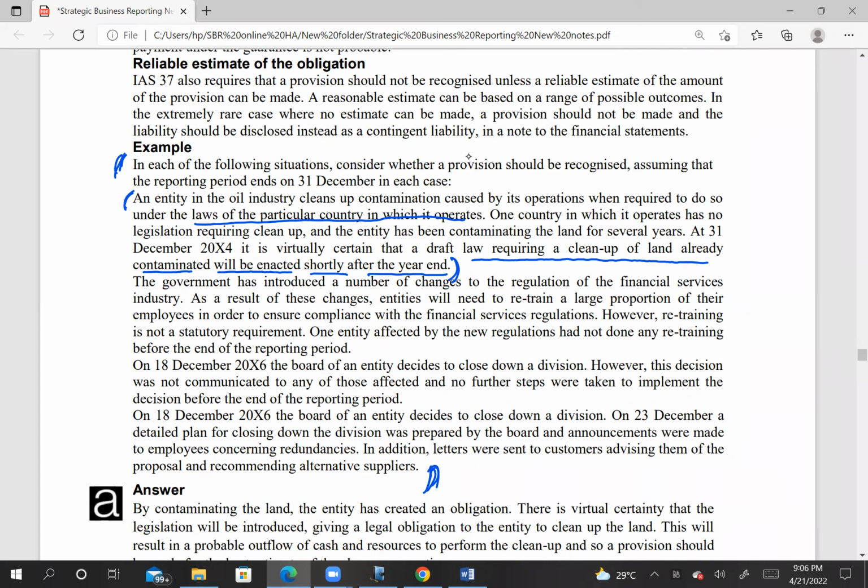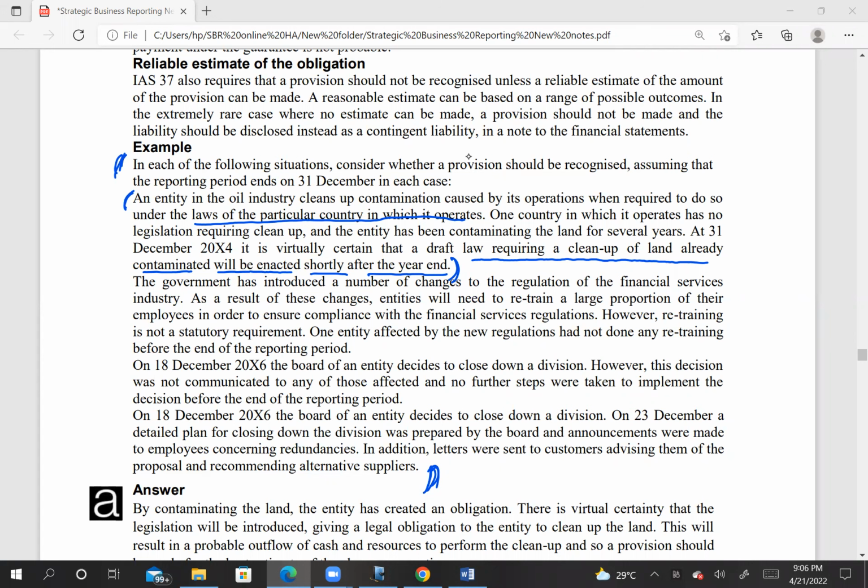Provision is recognized when there is a present obligation due to a past event and outflow of economic benefit is probable. Now, in this case, is there a past event? Is there an obligatory event? Yes, a provision should be recognized because there is an obligatory event. The land is already contaminated by the company, and it is virtually certain that there will be a legislation which will require the company to clean up the land which has already been contaminated. The law will be enacted retrospectively.